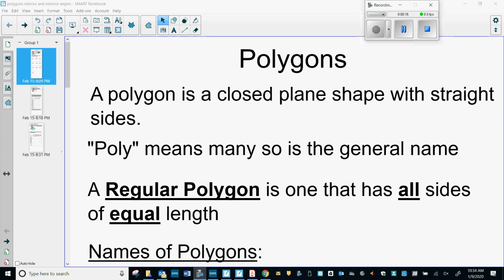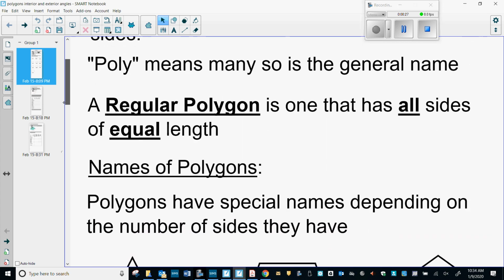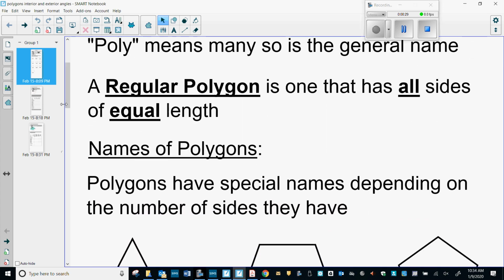So, polygon. A polygon is a closed plane shape with straight sides. We talked about that last lesson. Poly means many, so that's the general name. A regular polygon, if something is regular, then all sides of it are the same length.